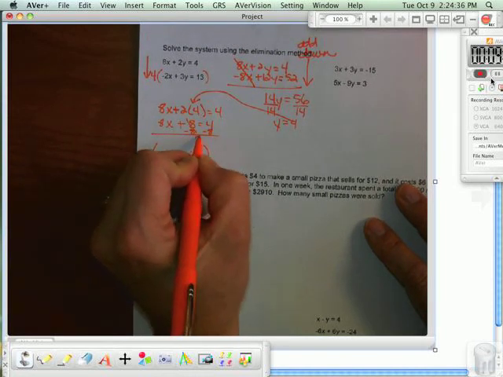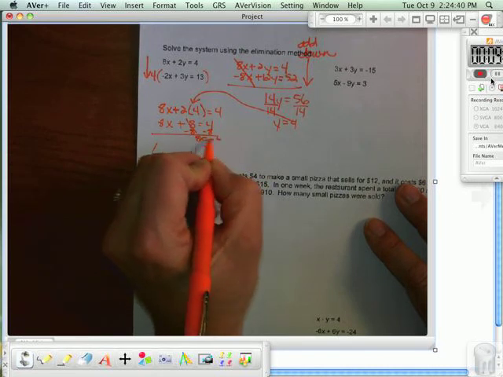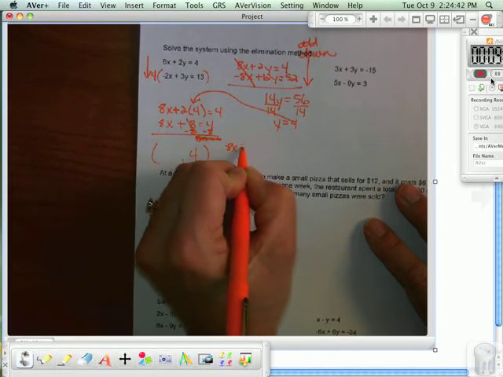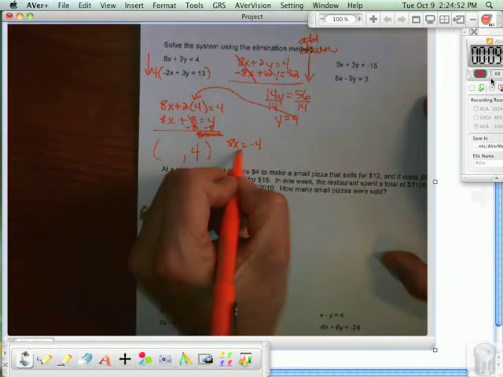All right, here's a mistake that people do often. This is a mess. I'm going to come over here. 8x equals negative 4. They stop right there and they say x is negative 2. Ah, it's not. Okay, divide by 8. Finish the problem then.